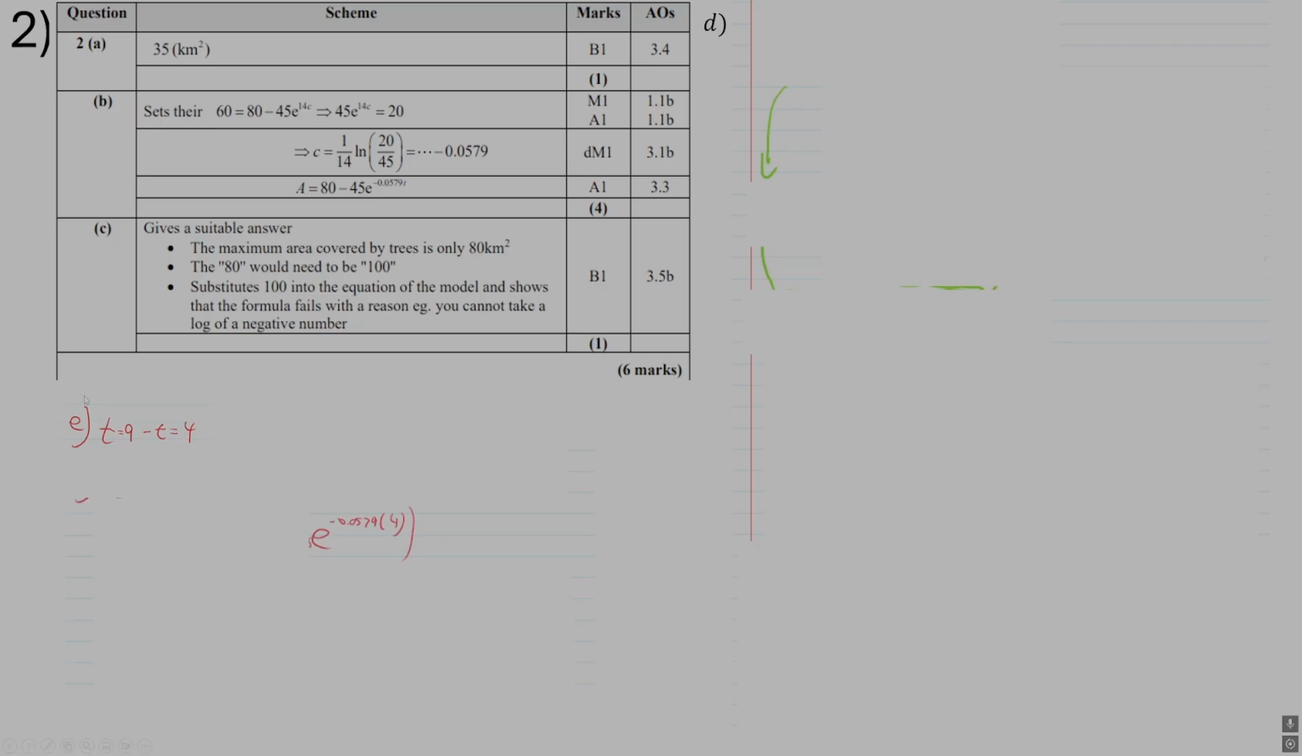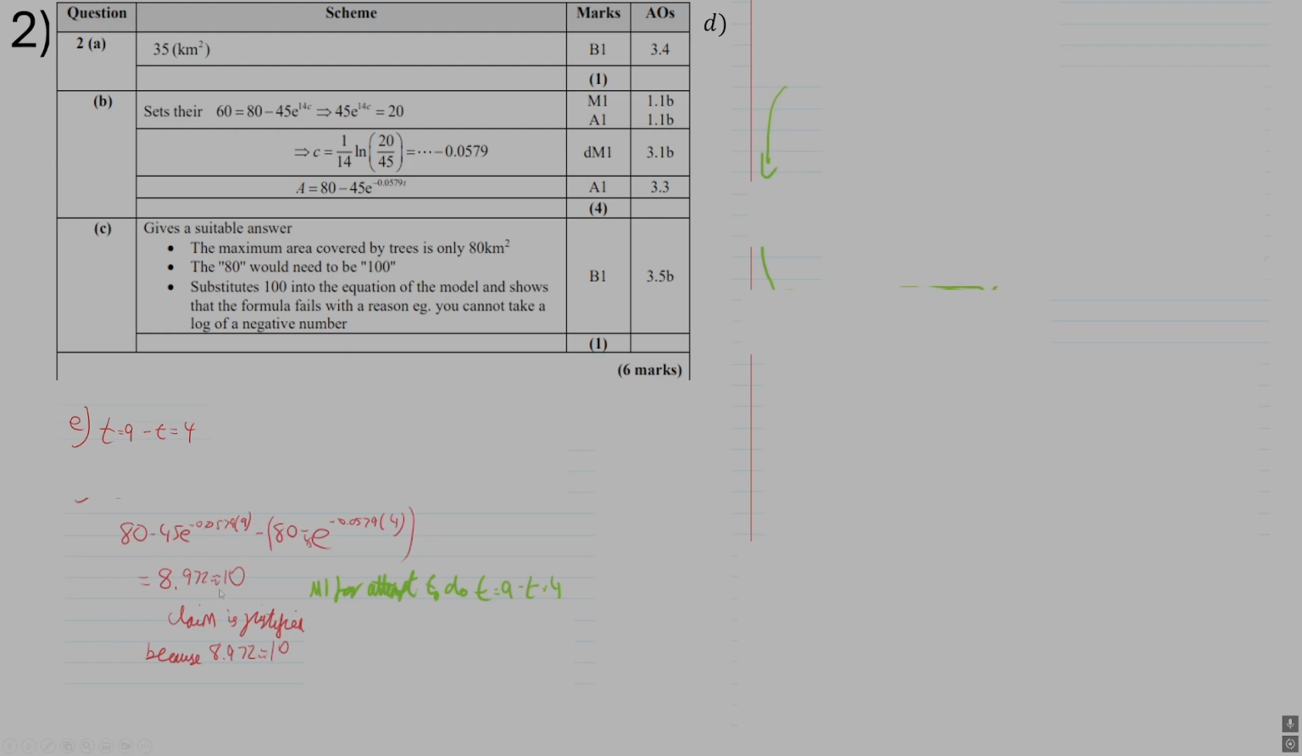So you get a mark for just an attempt to do substituting t equals 9 into the model, and then subtracting t equals 4, because that's what it asks in the question. And then you do that calculation. So this is when you substitute t equals 9, this is substituting t equals 4. Remember to put brackets around.